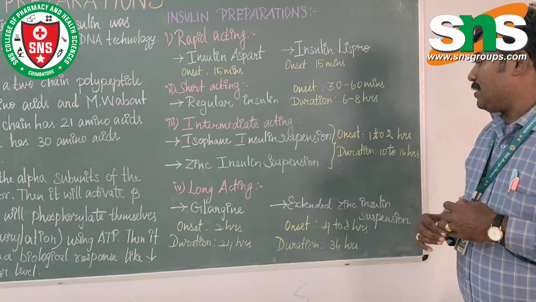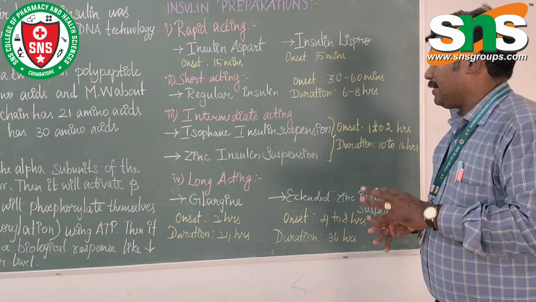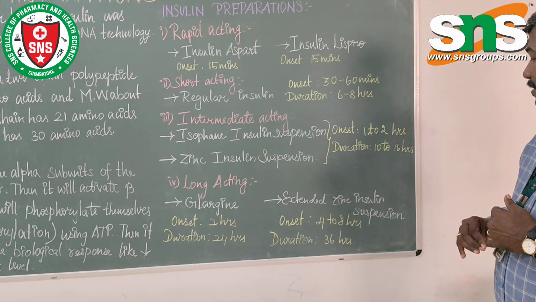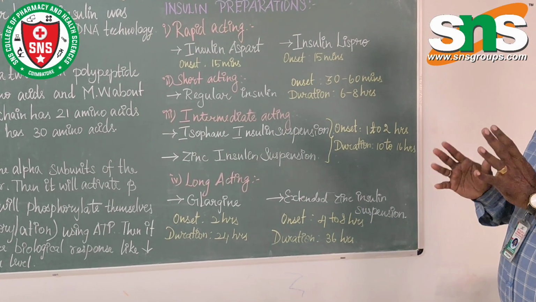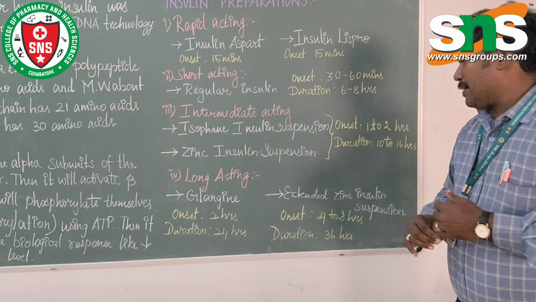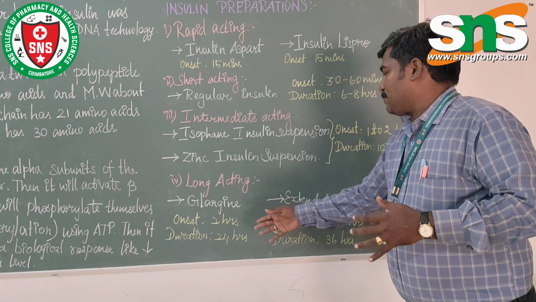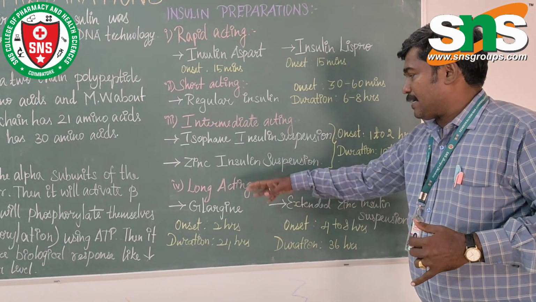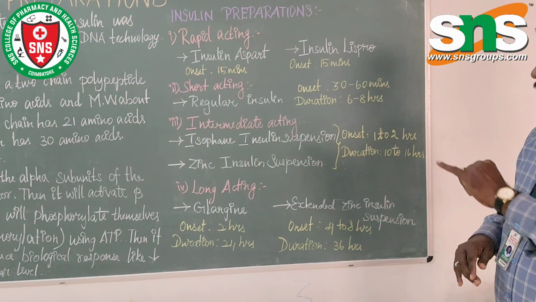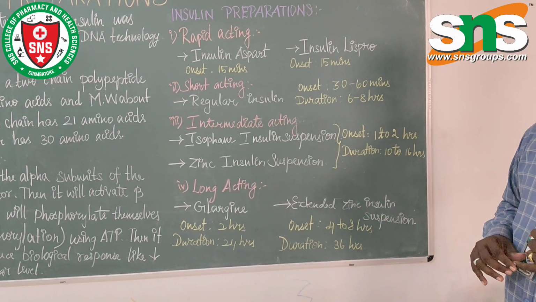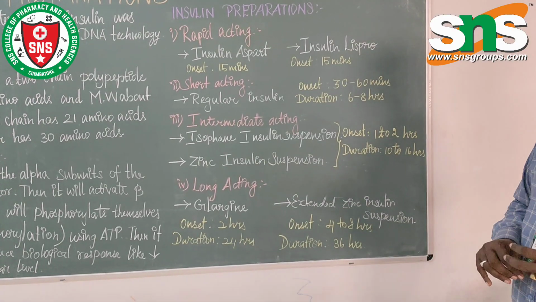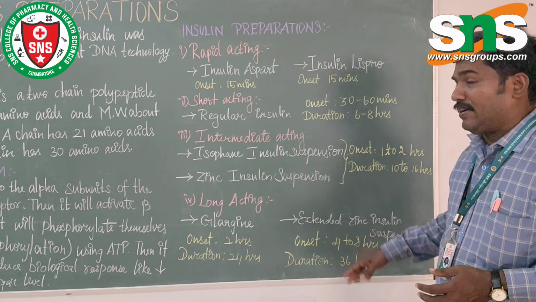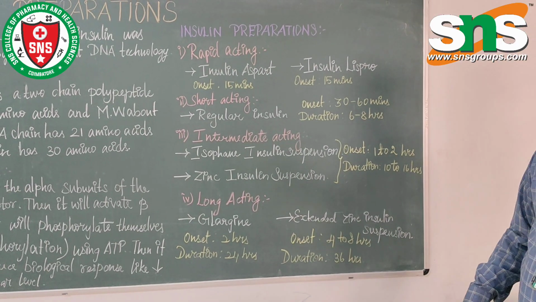And the fourth one is long acting. It has an onset of action of 4 to 8 hours, and the duration will be 36 hours, nearly 1.5 days. The examples are Glargine and extended zinc insulin suspension. Glargine has an onset of action of 2 hours and the duration will be 24 hours, whereas extended zinc insulin suspension has an onset of action of 4 to 8 hours and the duration will be 36 hours.